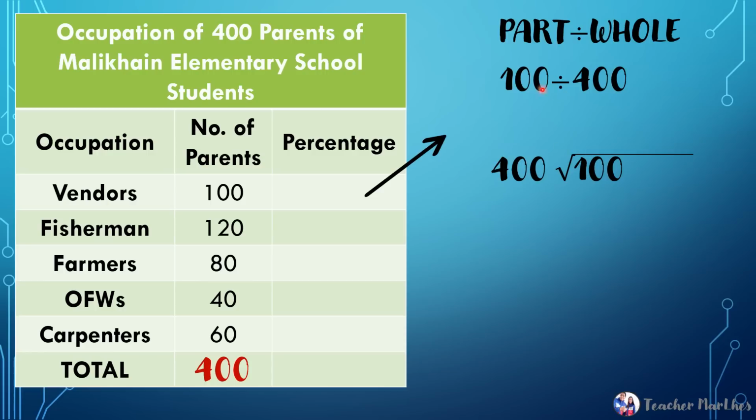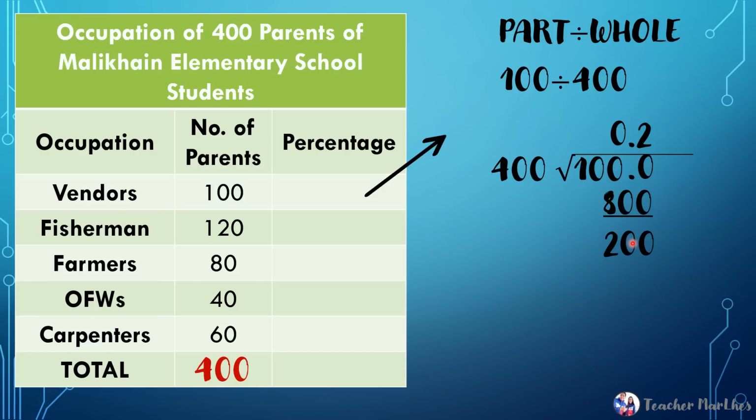The first number is our dividend. The last number is the divisor. 100 divided by 400 cannot be done, so we put 0. Then we add a decimal point and 0. So, the decimal point here and 0. It becomes 1,000. 1,000 divided by 400 is equal to 2. Copy the decimal point. 2 times 400 is equal to 800. Then, subtract: 1,000 minus 800 is equal to 200.